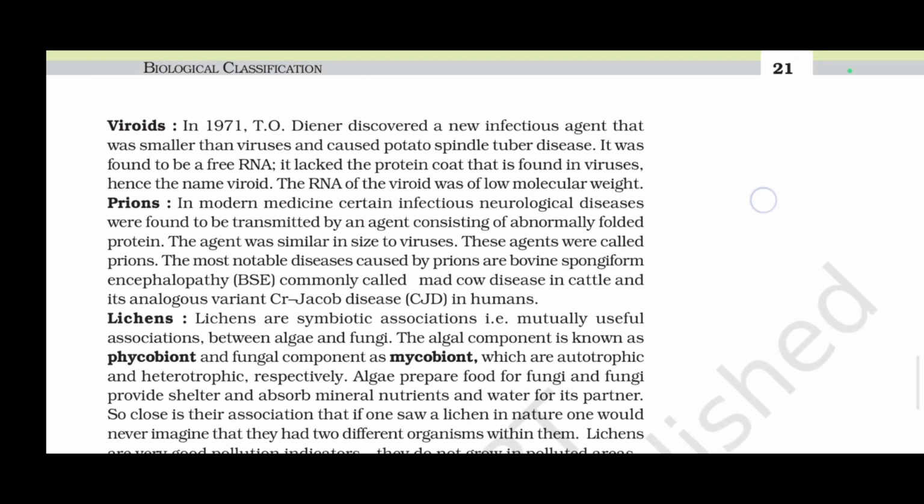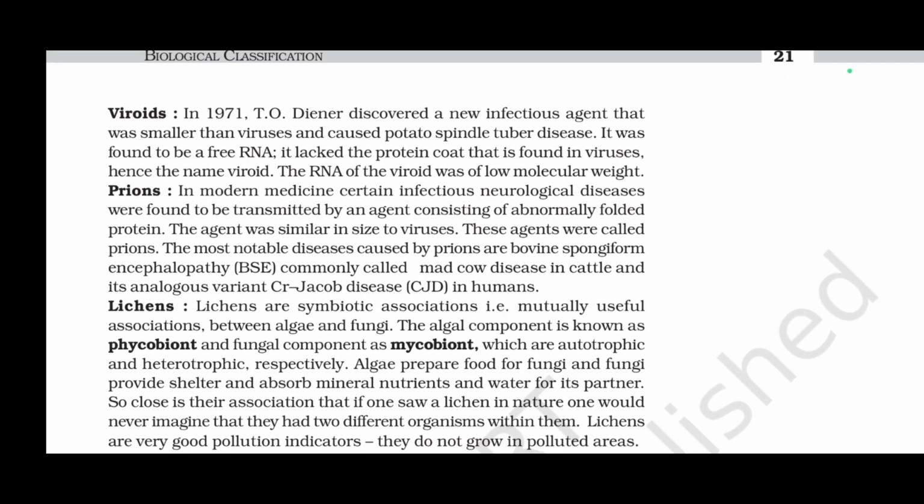Diener discovered a new infectious agent that was smaller than viruses and caused potato spindle tuber disease. It was found to be a free RNA. It lacked the protein coat that is found in viruses, hence the name viroid. The RNA of the viroid was of low molecular weight.